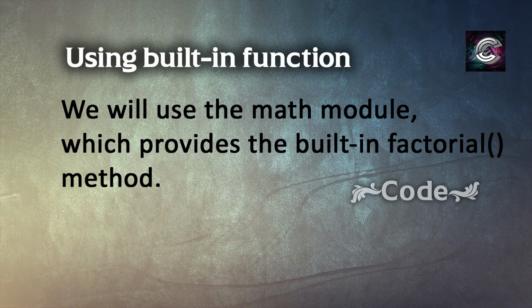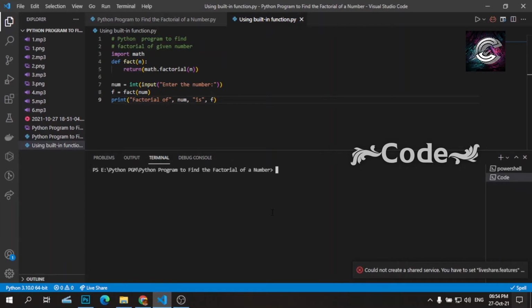We will use the math module, which provides the built-in factorial method. Let's understand the following example. We have imported the math module that has factorial function. It takes an integer number to calculate the factorial. We don't need to use logic. Let's run the code and see the output.